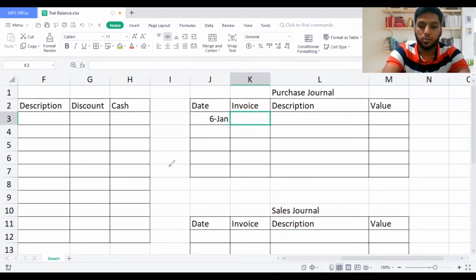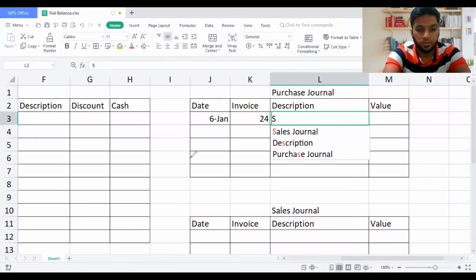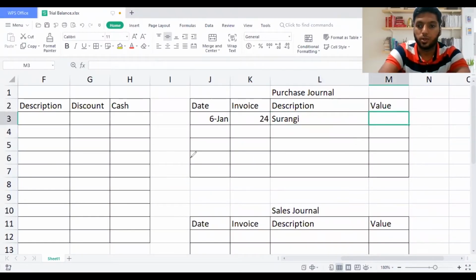So January 1st, invoice number 24. The description is the person's name. What's his name, guys? Let's see his name. The name is Surangi. So I'll record Surangi under description. The value is 24,000. That's that easy, guys.